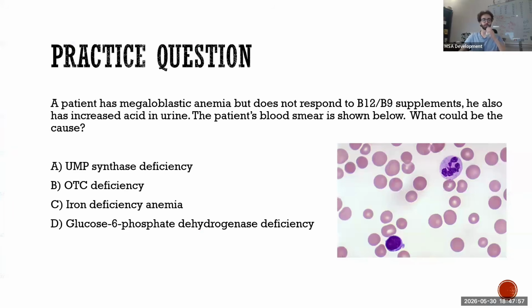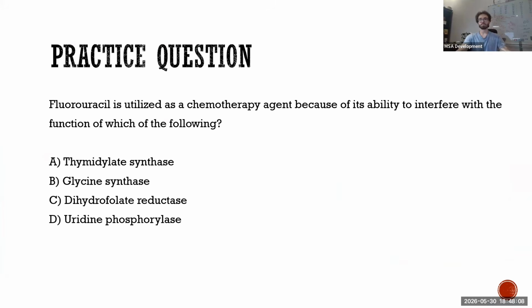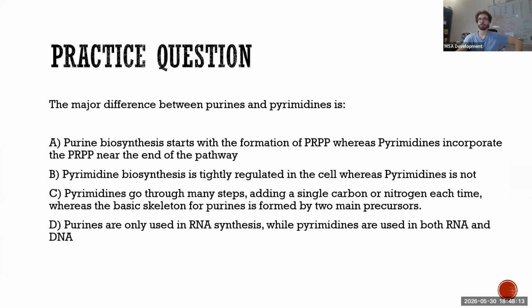A few more practice questions about this lecture. Megaloblastic anemia that does not respond. What could be the cause? We just said it, UMP synthase deficiency. Fluorouracil. What does it affect? We said thymidylate synthase.